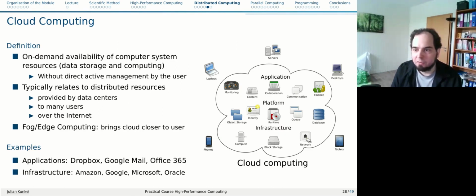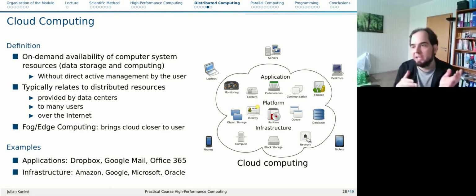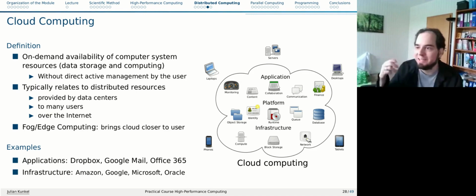So then we have cloud computing. A lot of people ask about the cloud nowadays. So what is actually the cloud? Well, there are different definitions about it. This is kind of my view on it. Cloud is the on-demand availability of computer system resources, which can be data storage and computing. Okay, and this is provided a little bit like power comes from the electricity grid. Here comes computing from the cloud over this kind of cloud system.